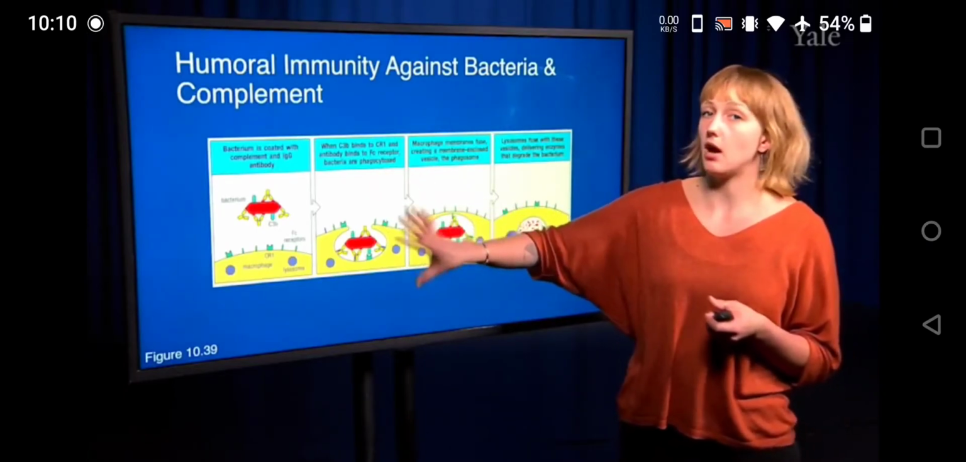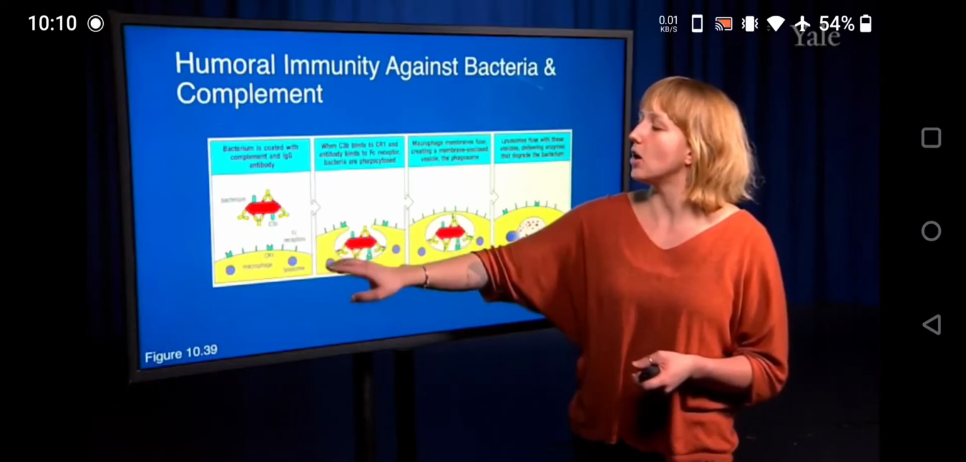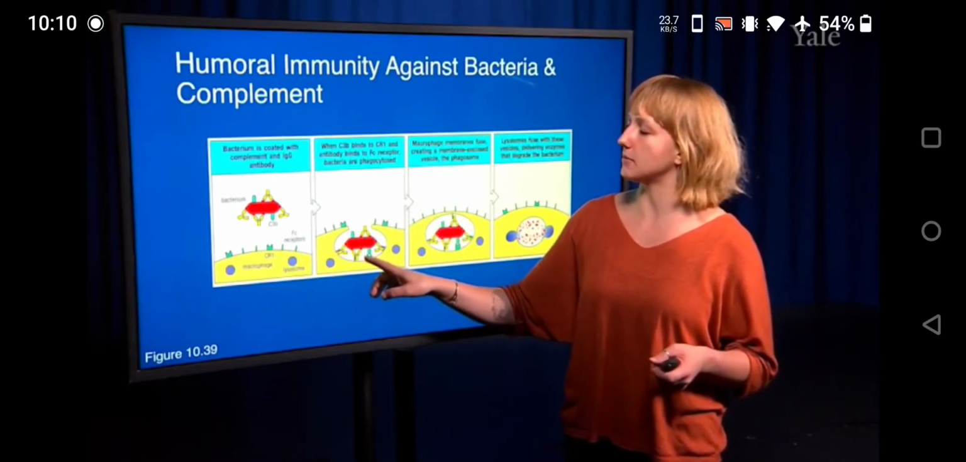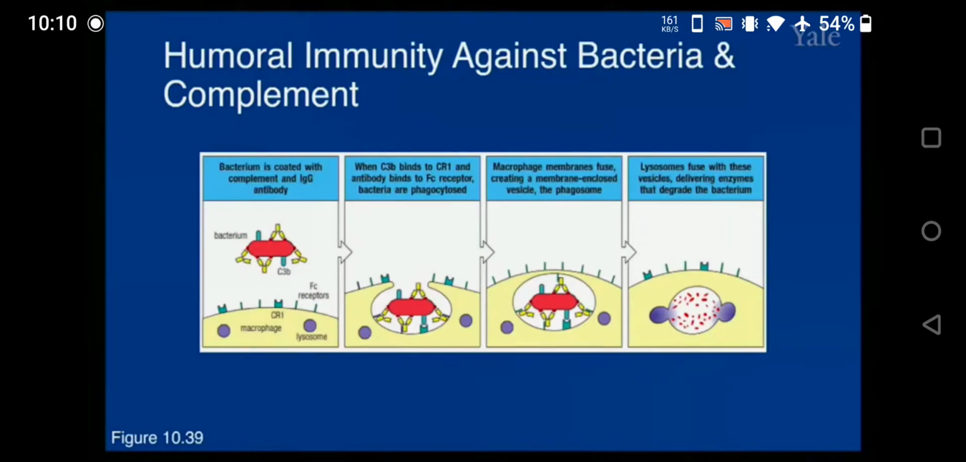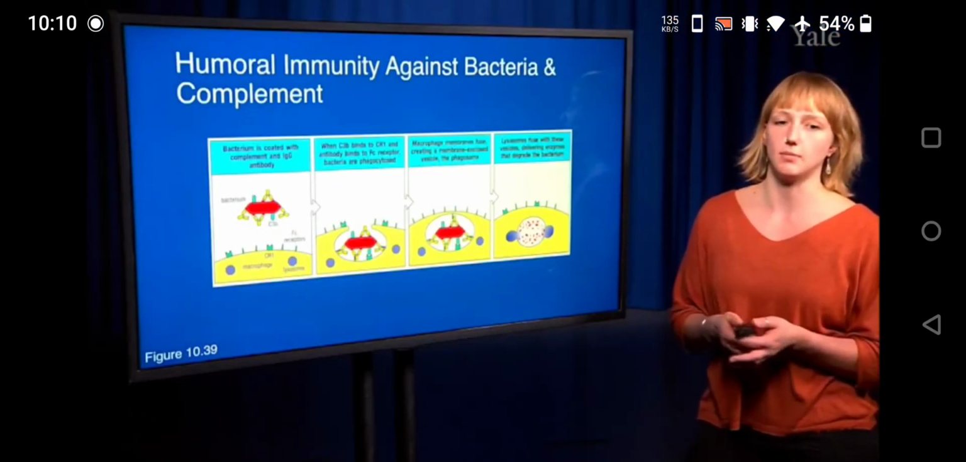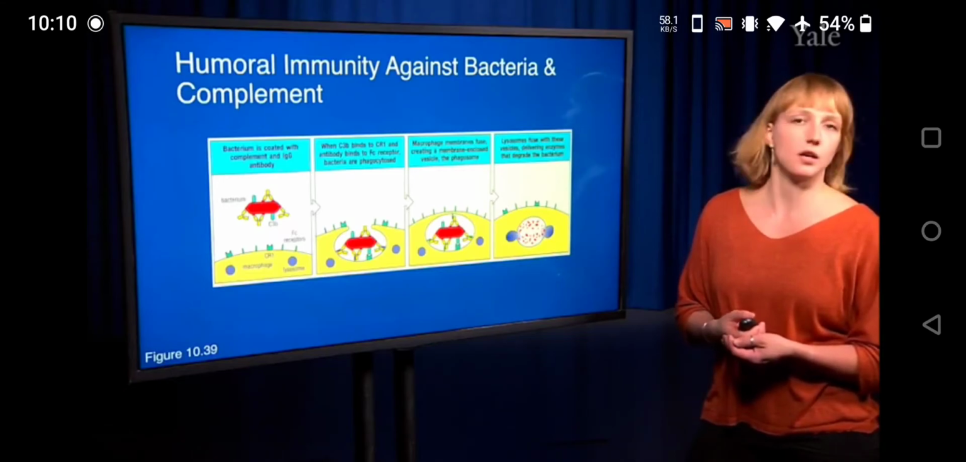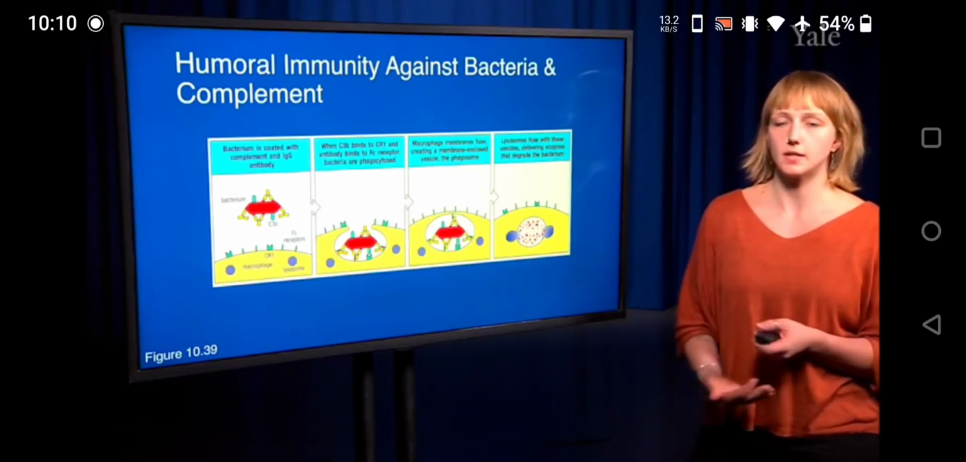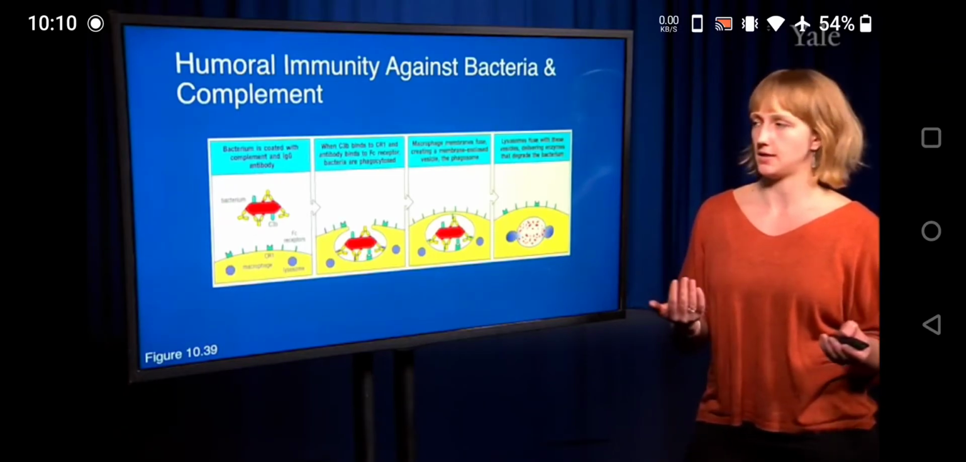As C3b, the complement component on the bacterium seen here, will bind to CR1, the receptor for which C3b is specific, the antibody will simultaneously also bind to the Fc receptor for which it is specific. This bacteria will then be actively phagocytosed by the macrophage, and the macrophage membranes will then fuse, creating this membrane-enclosed vesicle called the phagosome around the phagocytosed bacterium. And then when lysosomes fuse with the phagosomes, these enzymes will then degrade the bacteria. So the presence of humoral immunity not only neutralizes the bacteria, but it also leads to their increased phagocytosis as complement and humoral immunity act together.